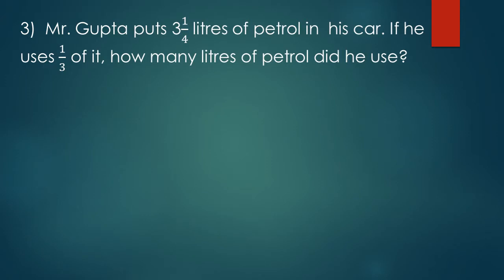Question number 3. Mr. Gupta puts 3 1/4 liters of petrol in his car. If he uses 1/3 of it, how many liters of petrol did he use? First, write down the solution and tell me what we have to do in this question. Multiplication or division? See, in this question, Mr. Gupta uses 1 upon 3 of 3 1 upon 4, and "of" means multiplication. So we have to do multiplication in this question.